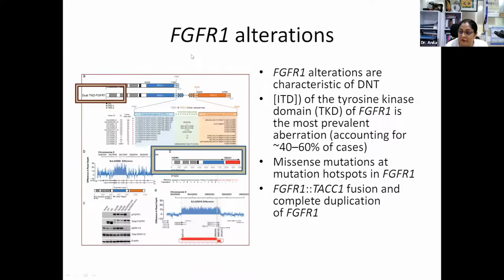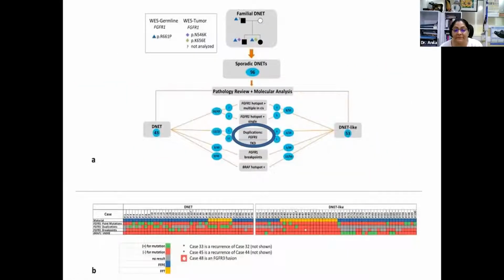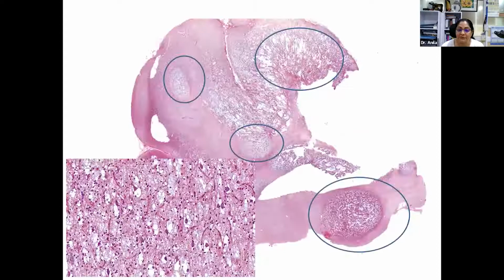So these tumors show FGFR alterations. The FGFR alterations are characteristic of DNT, and duplications of the tyrosine kinase domain of the FGFR are the most prevalent aberration, accounting for 40 to 60% of the cases. So this is the duplication here, of the FGFR. And other mutations which can be seen are the missense mutations at FGFR and the FGFR TACC1 fusion, and this is the FGFR TACC1 fusion here. So the FGFR duplication is the commonest mutation which is seen in these tumors.